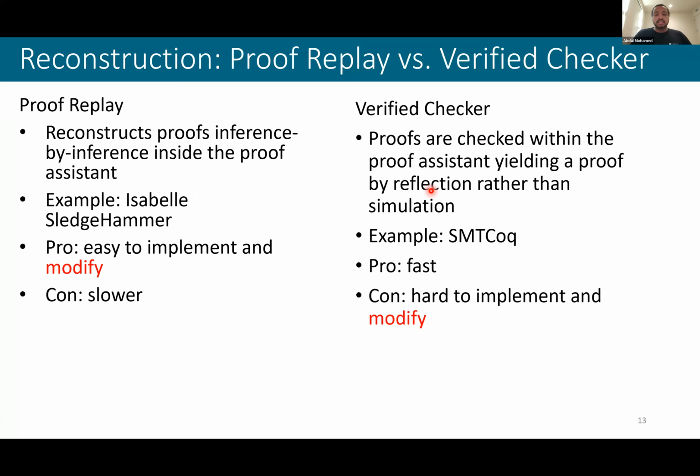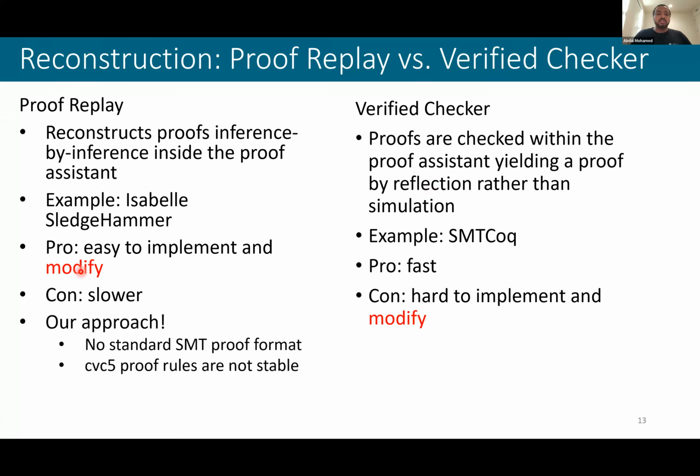So for our lean-smt tactic, we followed the first approach, proof replay, for several reasons. One being that we already have an example of a successful tactic in it, which is Isabelle's Sledgehammer. Other reasons include that there is no standard SMT proof format that we can use to check SMT proofs from different solvers. And another reason is that CVC5's proof rules are not completely stable. They change every now and then to be able to handle more SMT-LIB queries.